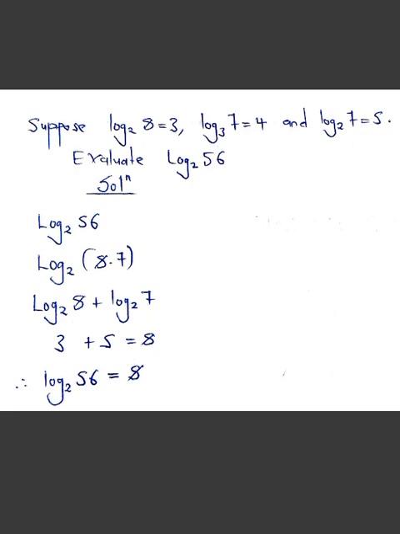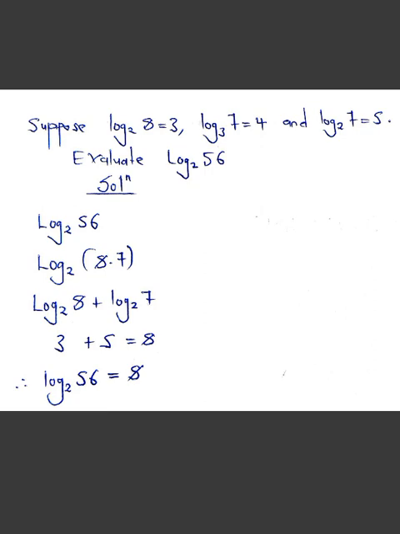So that's the question. Let's check out the solution. So log of 56 to the base 2. Now 56 can be broken down by saying 8 multiplied by 7. The dot in between symbolizes multiplication. So 8 times 7 will give you 56, so there's basically nothing which has changed there.